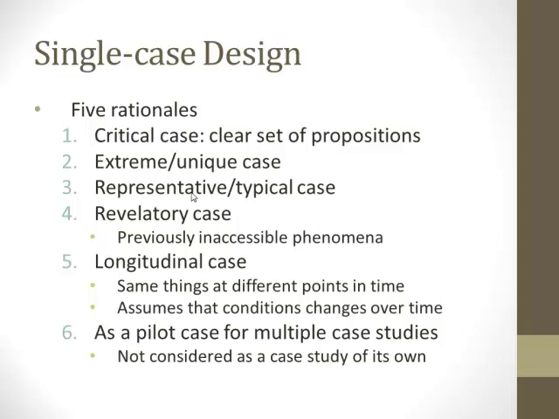The fourth rationale is a revelatory case. It's where we have previously inaccessible phenomena. There's new data available because of some type of situation. This could partially be an explanation for the Hurricane Katrina studies also, in that we didn't know a lot about how large cities with mass evacuations were going to handle it. And so this provided a nice chance for us to look at this. I hate to use nice and a hurricane in the same sentence, but from a research perspective, it was very valuable.